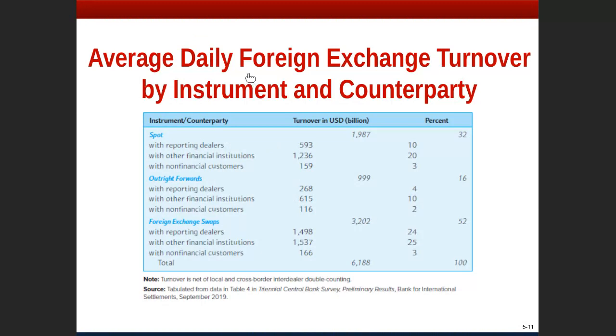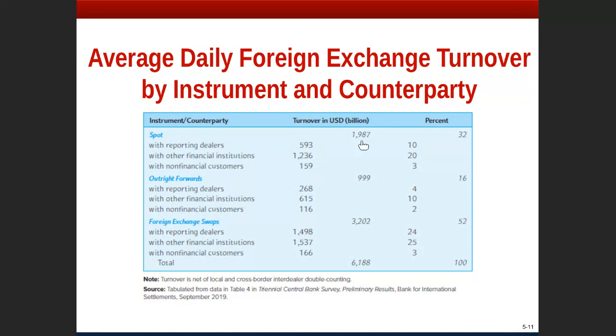Here we're looking at the average daily foreign exchange turnover by instrument and by counterparty. Again, turnover is net of local and cross-border inter-dealer double counting. So we're looking at the spot here with reporting dealers, 593, with other financial institutions, 1236. Turnover is in billions of US dollars, with non-financial customers, $159 billion.